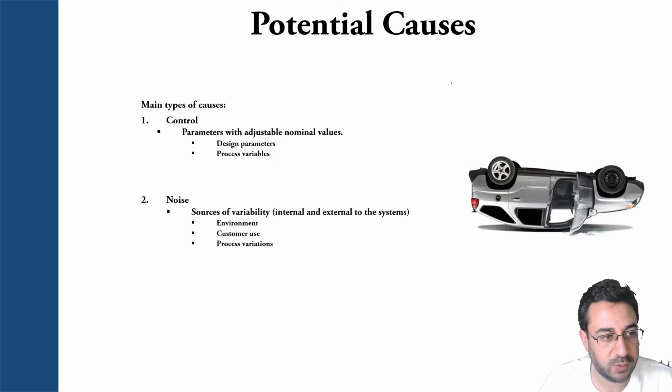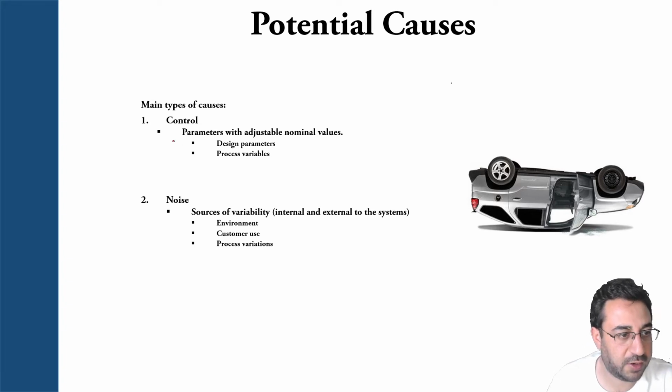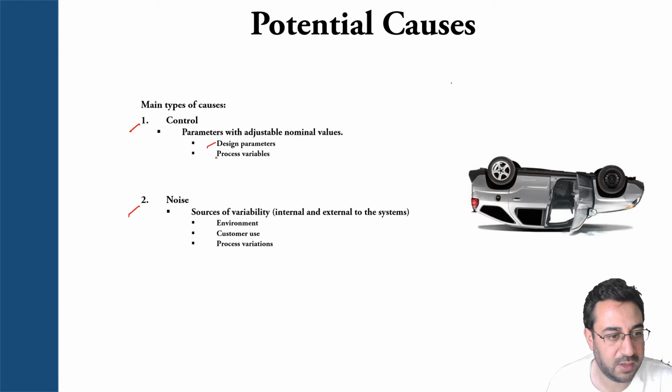For potential causes, we have two types of causes, either controllable causes or uncontrollable causes, which we call control or noise. So control is a parameter with adjustable nominal values. You have, for example, design parameters or process variables. Noise, those are things that you can't control, sources of variability. It could be internal or external to the system. And that could be the environment, the customer use, or the process variation.